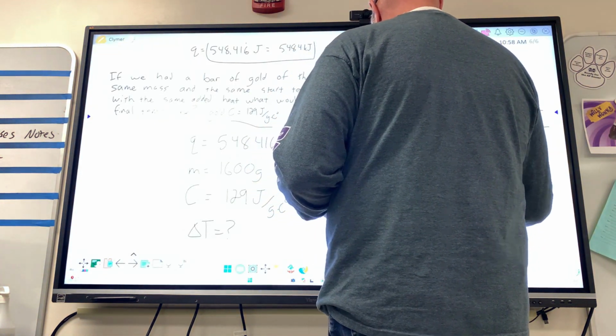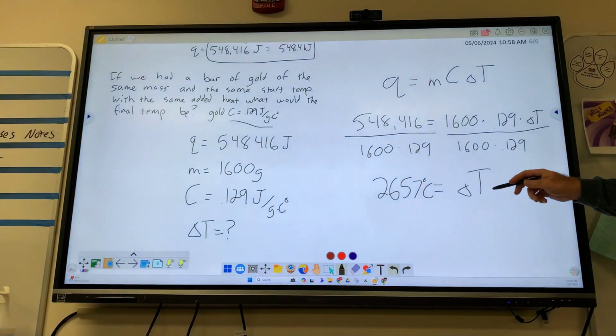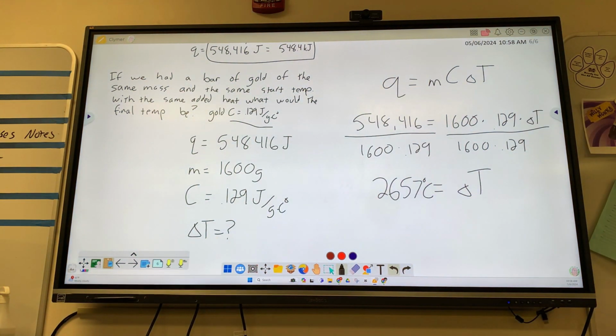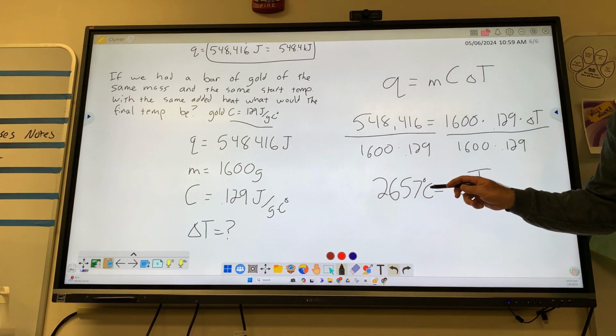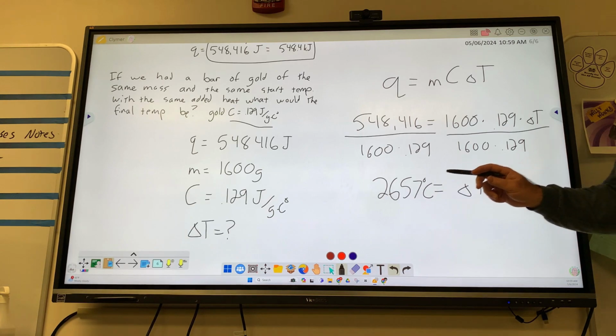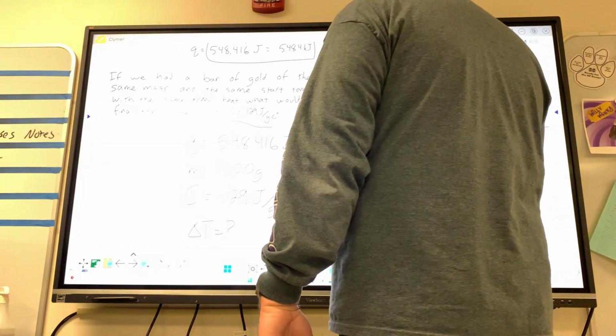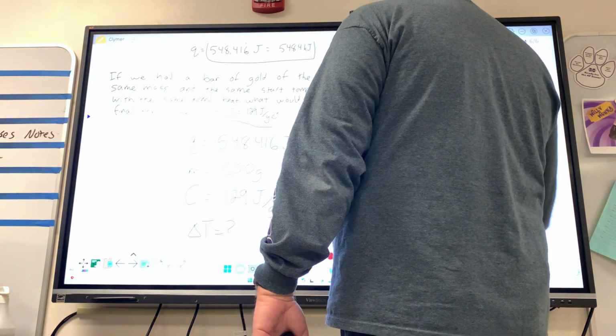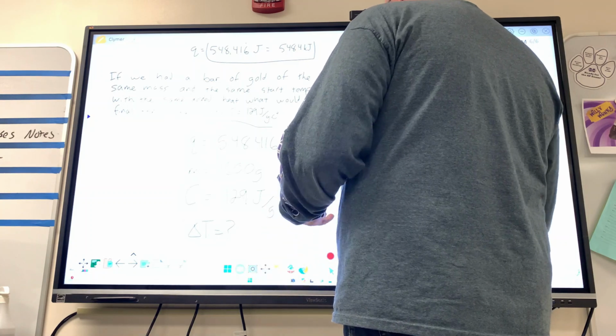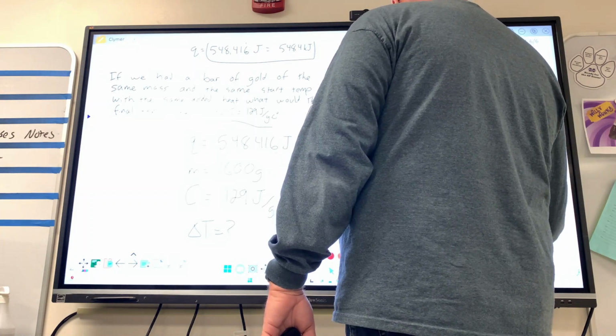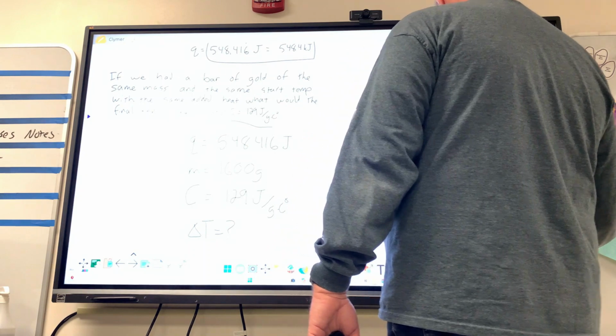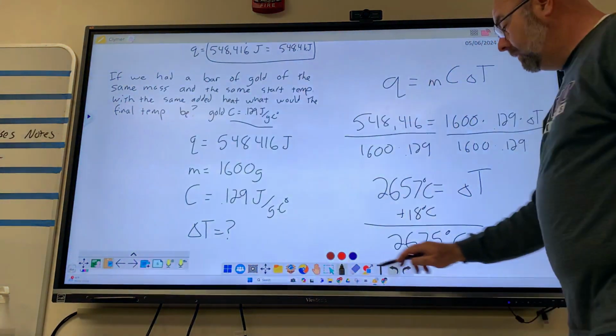Is this our answer though? That's change in temp. What did the question ask us for? What is the final temp? So is this the answer? No, plus our starting temp, right? 2675 degrees Celsius. Oh my god.